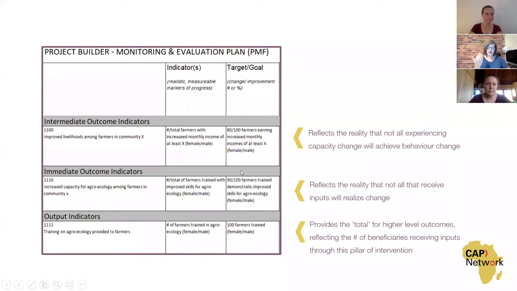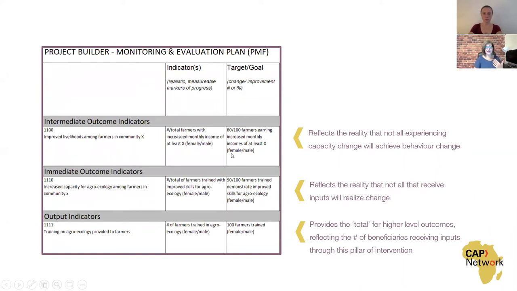So you have then a target at, say, the immediate outcome level, where you say, of those 100 farmers that we're going to train, 90 of them are actually going to have learned this new knowledge and skills. They're actually going to have improved skills for agroecology. So this target reflects the reality that not everyone who receives training is going to be able to process it, retain that information and internalize it after receiving training.